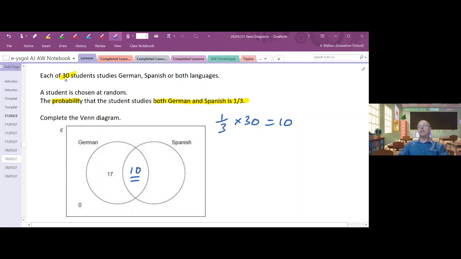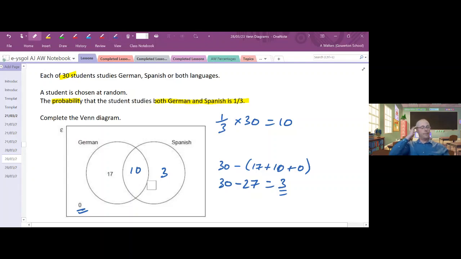Question tells me there's 30 students in total. So what I should then do is say 30, take away the 17 plus the 10, and if you want to, there's a 0 here. There's no need to put that in. So 30, take away 27, tells me that there's 3 students who purely speak Spanish. Okay. And that's the answer to that question.